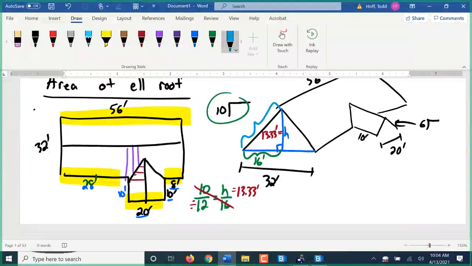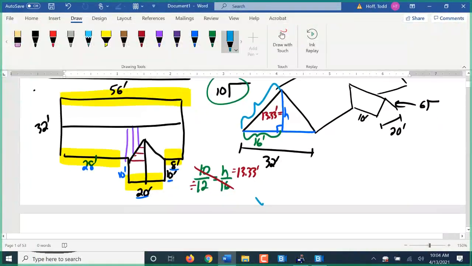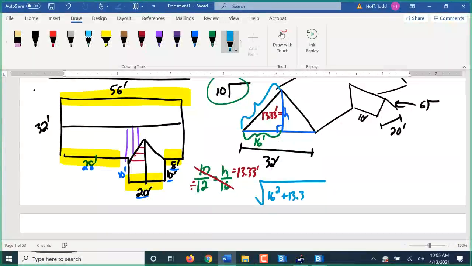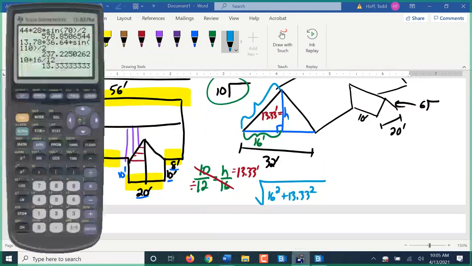So that length is going to be the square root of 16 squared plus that 13.33 squared. So on the calculator, I do the square root, the previous answer squared plus the 16 squared, and then I'll close up my root. I get 20.83 feet.